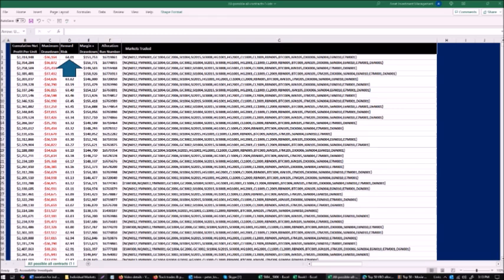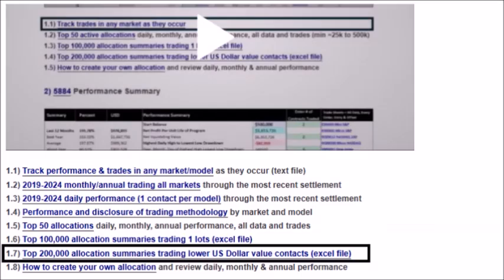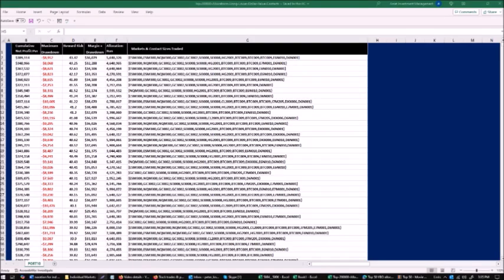Reward risk calculated by taking the cumulative life of program net profit divided by the maximum drawdown. Current total margin requirement for that specific allocation, plus maximum drawdown. Markets and models traded in the allocation, enabling you to enter them into any spreadsheet and review daily, monthly, and annual performance. Link 1.7, top 200,000 allocations trading multiple contracts with lower valuations and margin requirements. In other words, micro and mini contracts. This spreadsheet is set up the same way and provides the same information trading multiple contracts with lower valuations.